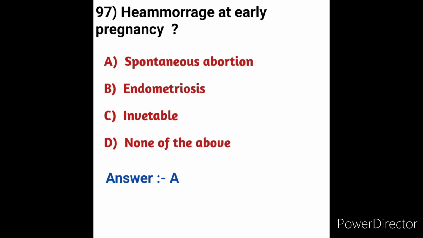Here hemorrhage or spontaneous abortion or miscarriage is early pregnancy. Here option A is the correct answer. Option C, inevitable abortion, is one of the types of abortion, not a different type. Spontaneous abortion has types: viable and inevitable abortion.